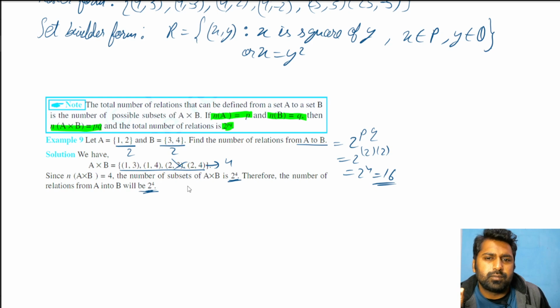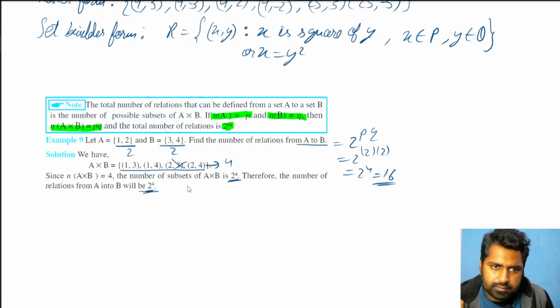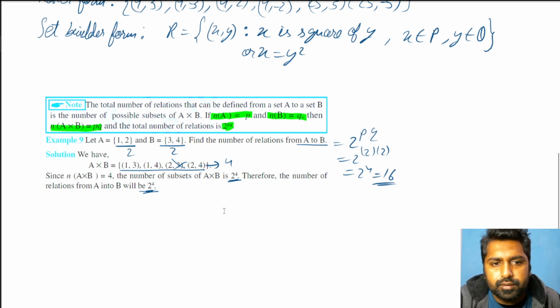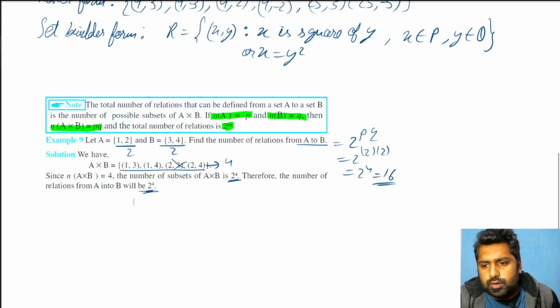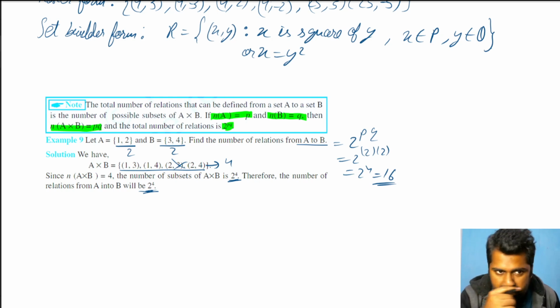Okay. So either you do this with formula or without the formula. Anyway, this can be done. Okay. So a very straightforward question will come for this part. All right, this is done.